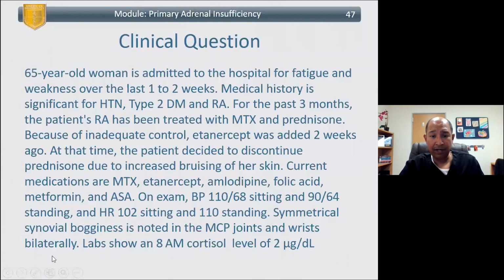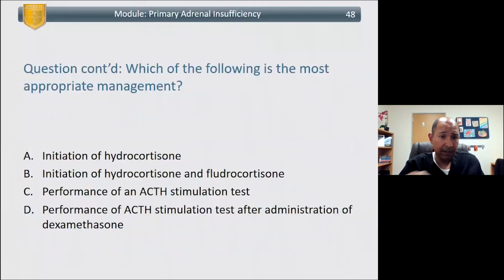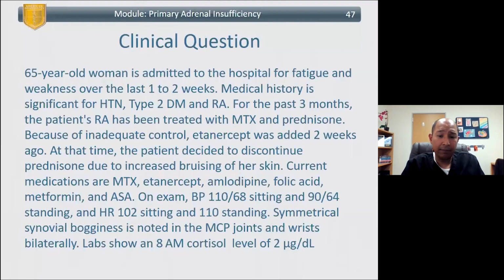On exam, the patient's blood pressure is 110/70 and 90/60 standing. The patient is orthostatic. Heart rate is 102 sitting and shoots up to 110 standing. Borderline orthostatic. Symmetrical synovial bogginess of the MCP joints and wrists are noted because her RA wasn't controlled. And once again, they got that morning cortisol level of 2 or less, really indicative of what? Primary adrenal insufficiency, especially if the ACTH is high. But no matter what, this is definitely adrenal insufficiency here.